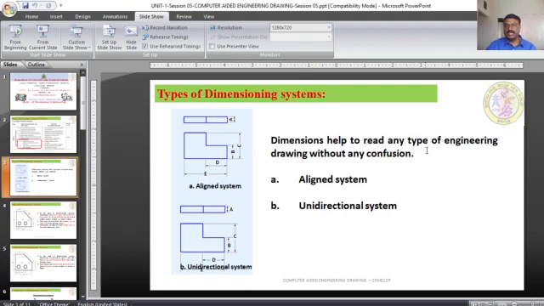Dimensions help to read any type of engineering drawing without any confusion. So to understand any drawing, there should be some size, a dimension, so that there will not be any confusion. So these are the aligned system and unidirectional system.